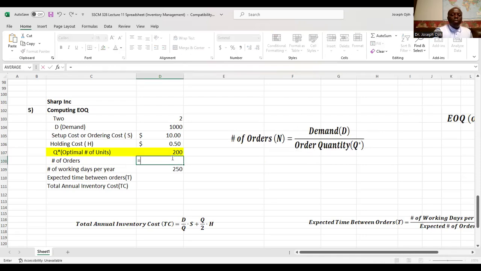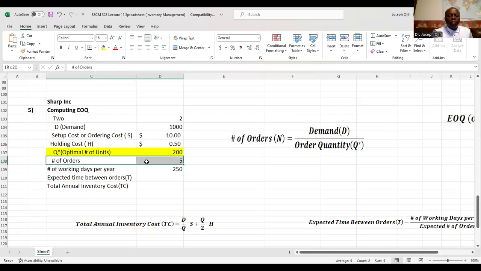So equals demand, which is 1,000, divided by order quantity, which is the 200. See, 200 is the order quantity. That gives 5. So you can see right here, 5. I'm going to use a different color for that. Okay. Now we have answered that.